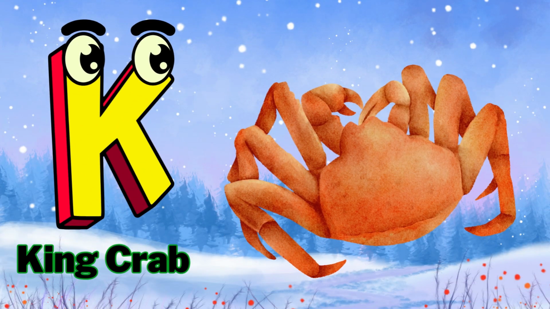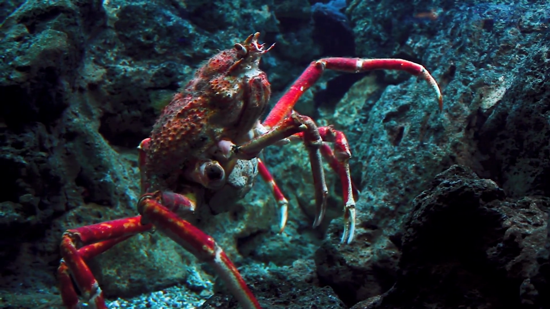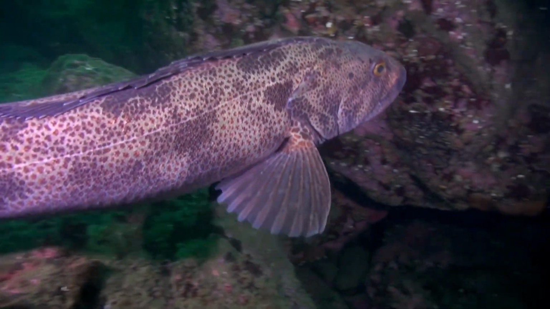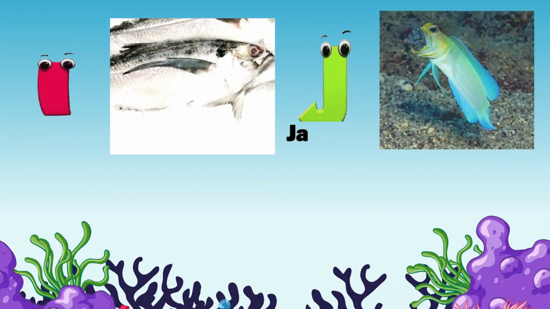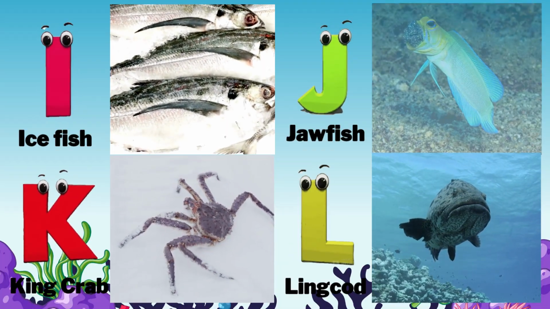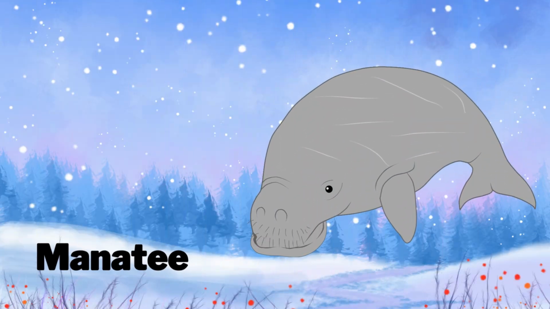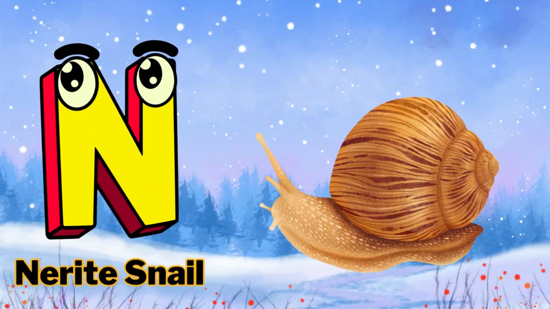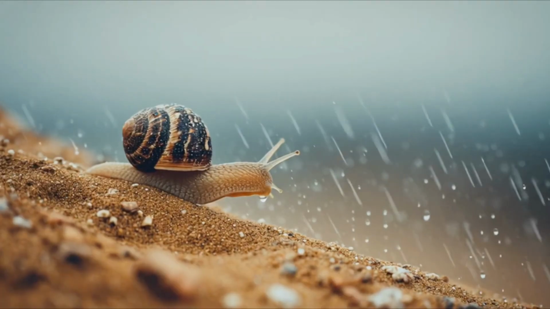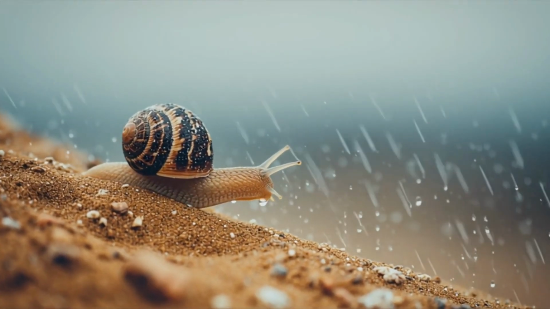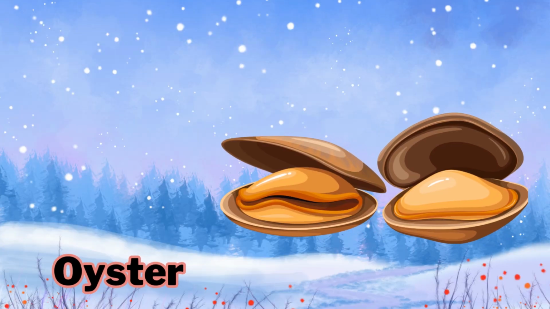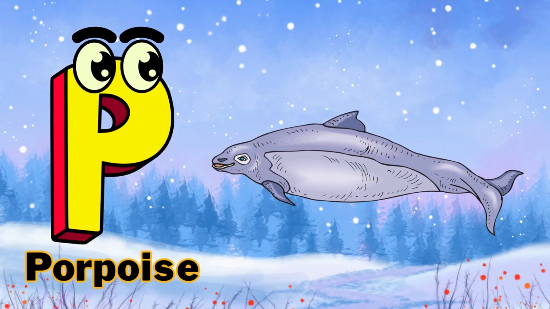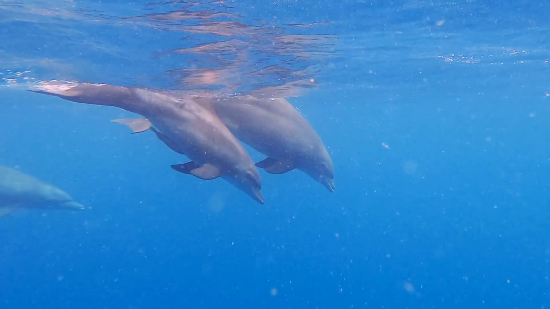K is for king crab. King crab. L is for lingcod. Lingcod. M is for manatee. Manatee. N is for marite snail. Marite snail. O is for oyster. Oyster. P is for porpoise. Porpoise.